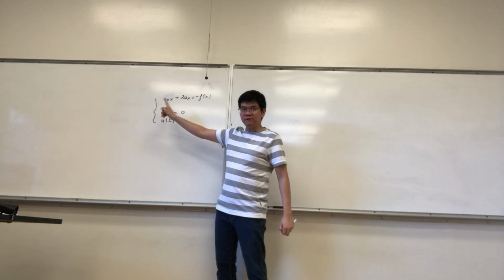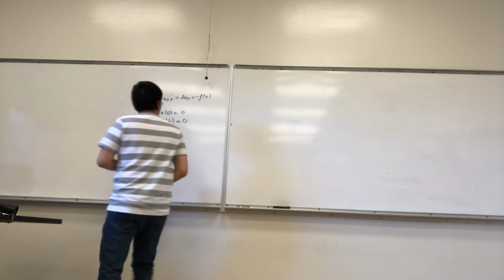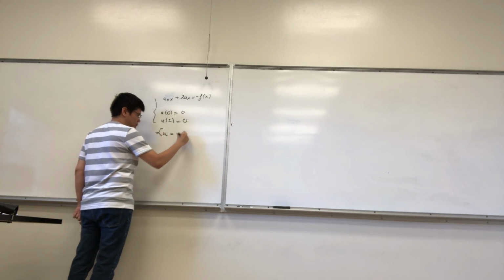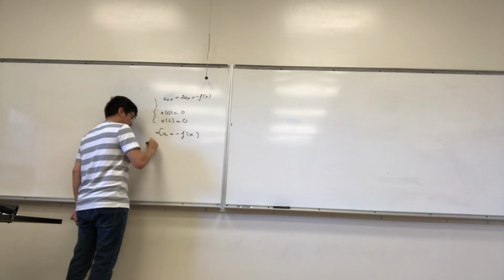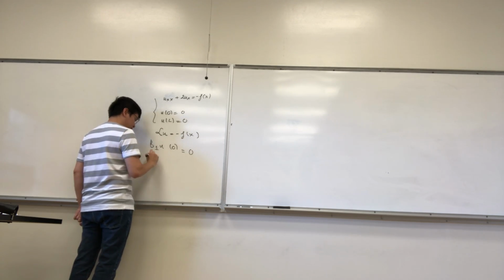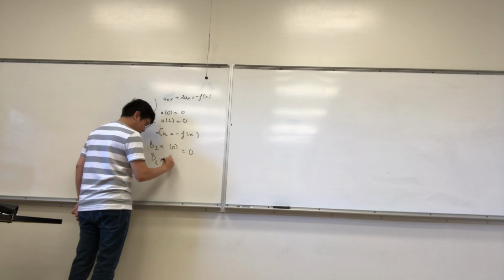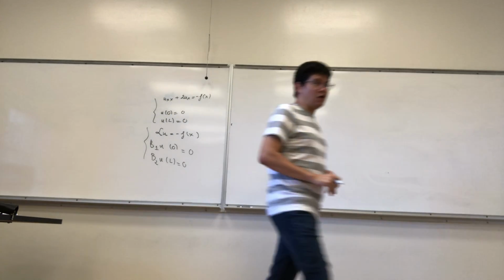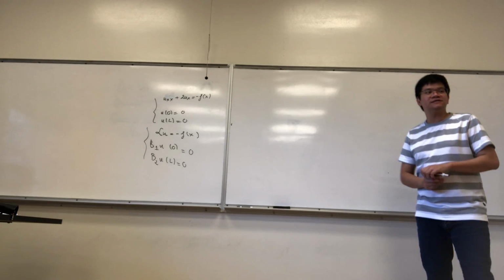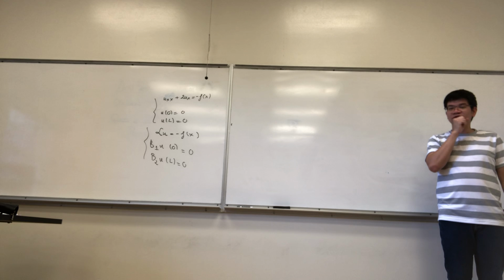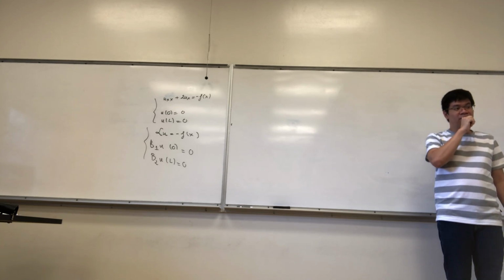So the operator will be... Let me write it in the operator form. You have Lu is equal to minus f(x), right? The first boundary condition at 0 will be 0, and the second boundary condition at L is also 0. This is the operator form of this equation. So who can tell me what is the form of the operator L?